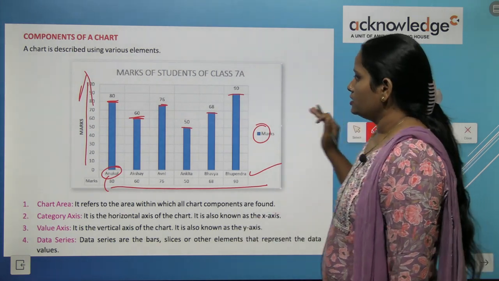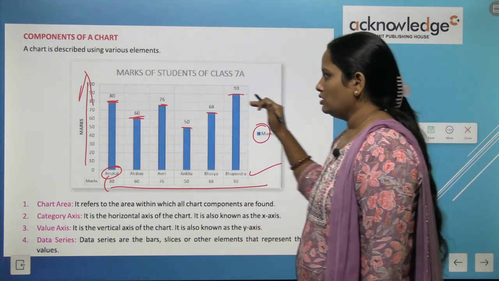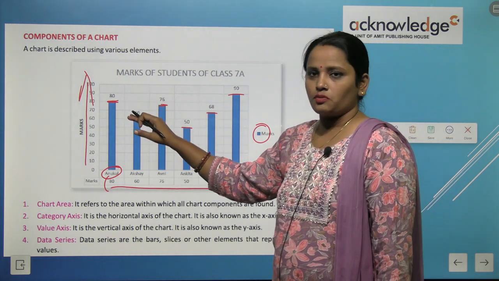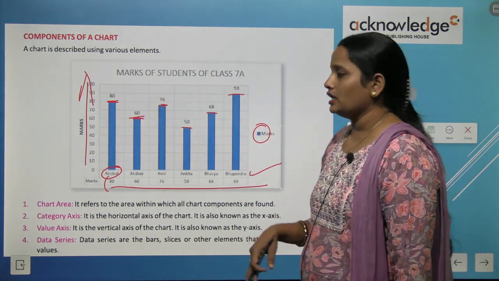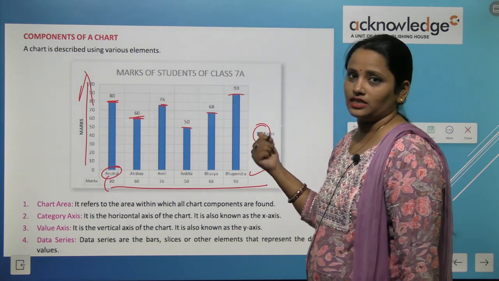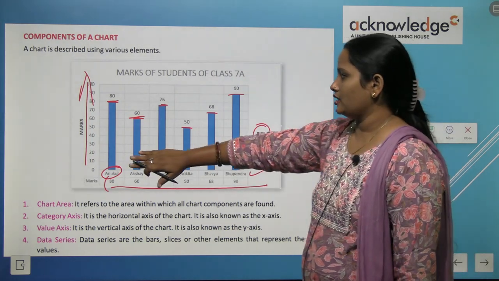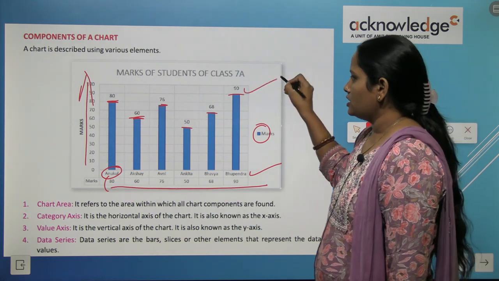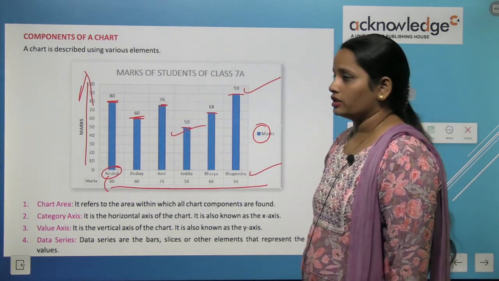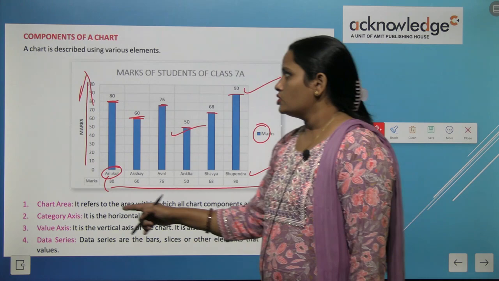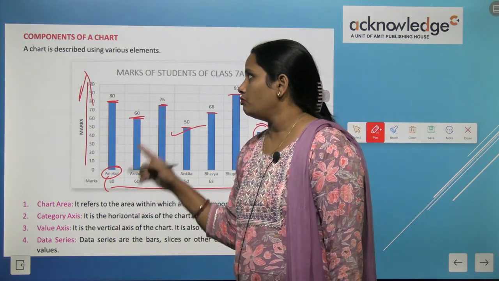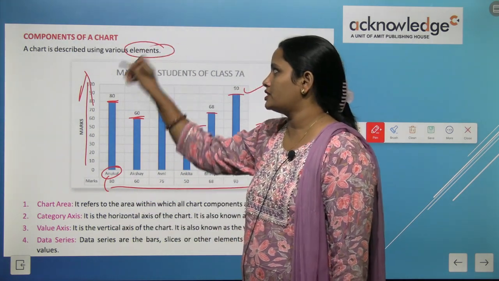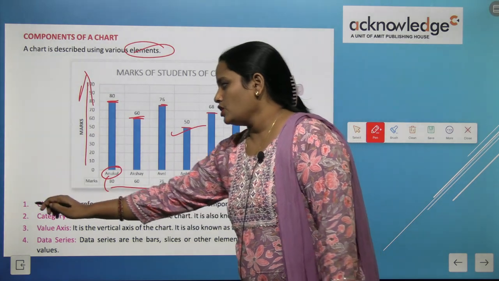So, we can see in the graph which student got the highest marks and which student got the lowest marks. It can be easily seen from here. Without seeing their names, we can easily identify that this child got the highest and this child got the lowest marks. There are many elements in this. Let's see what they are.